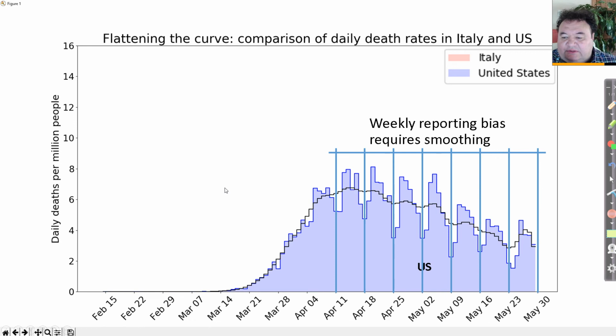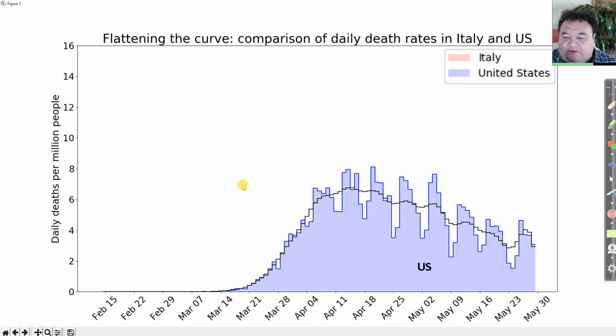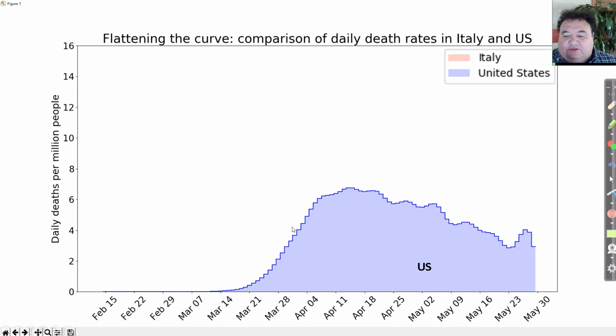And so for this reason, it makes sense to think of smoothing the data a little bit and look at a trend that removes a little bit of those artifacts. And so this is the data that I will be using for the analysis moving forward.